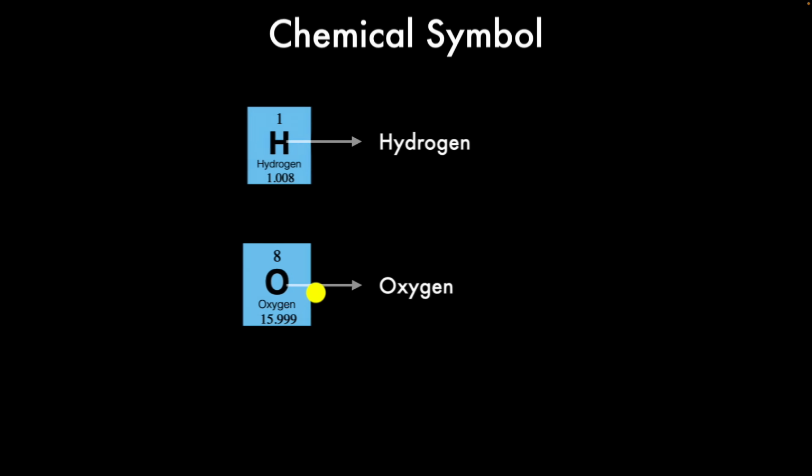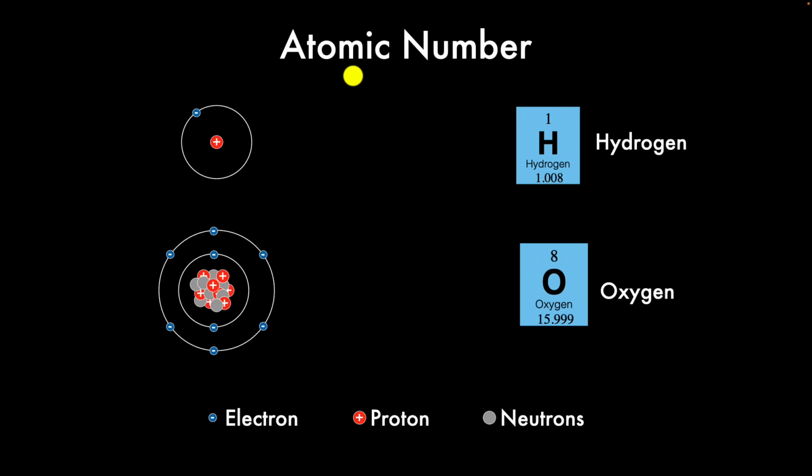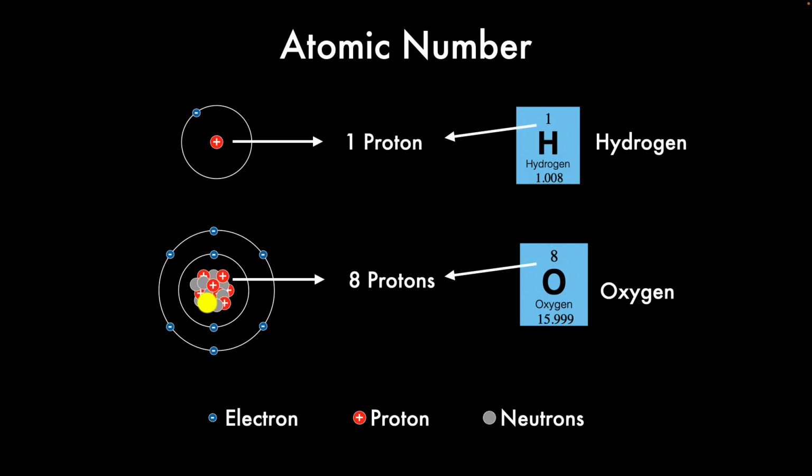Okay, then you have something called the atomic number that you can see over here. What does that represent? It tells you the number of protons present in the nucleus of the atom. So hydrogen has an atomic number of 1, which means there's only 1 proton in its nucleus. Oxygen has an atomic number of 8. That means there are 8 protons in its nucleus. And it's this number that determines which element it is. Oxygen is oxygen because it has 8 protons.